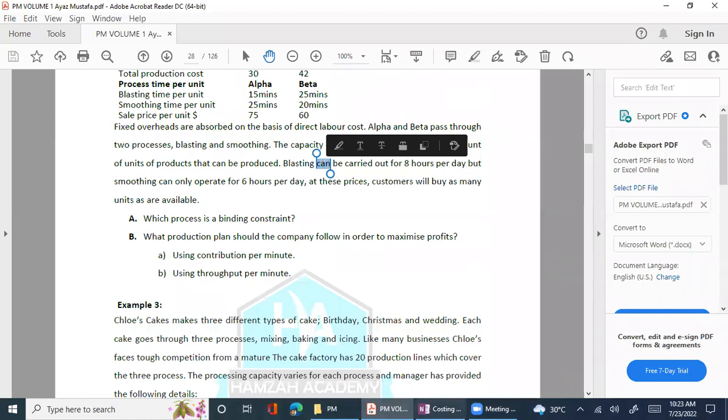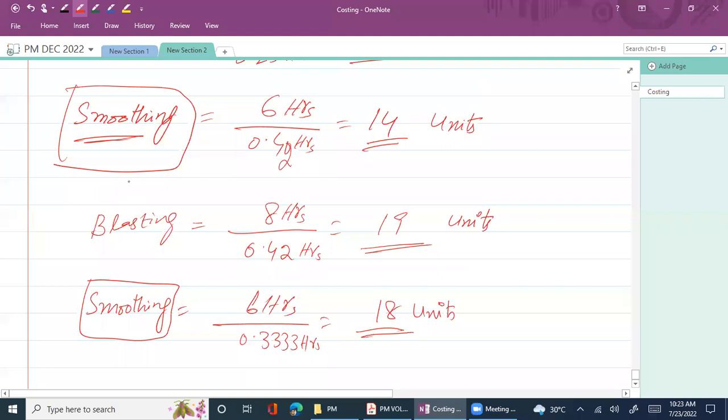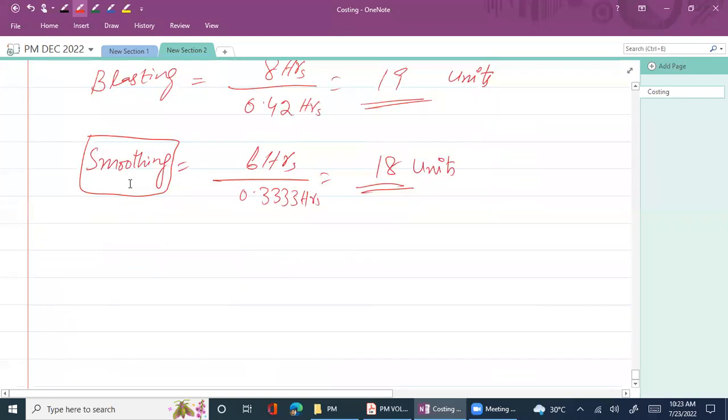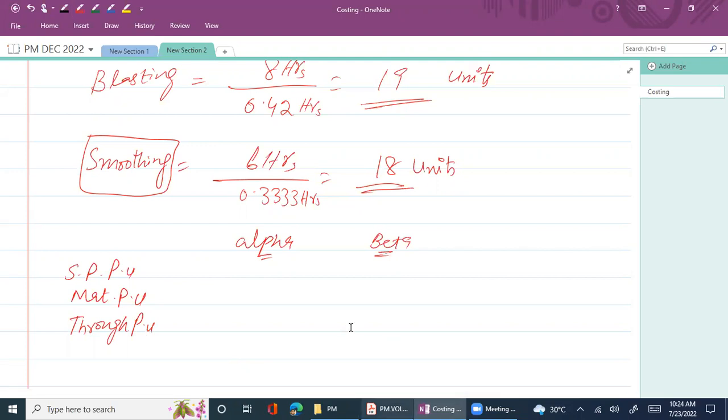Now remember that when you have identified a binding process, from now onward we will be considering that department. There are two products, alpha and beta. First of all, the sale price per unit and material cost per unit will be written, and we will find the throughput per unit. In the previous example, throughput per unit was given, but now we are given the data.